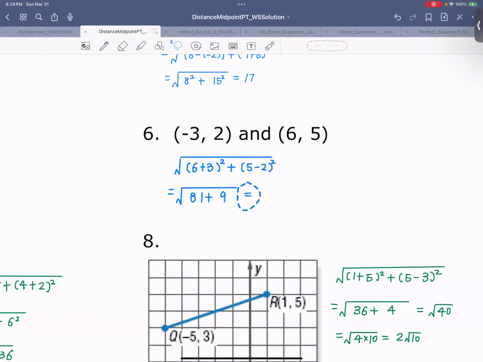Hold on. Wait, hold on, square root 90. Sorry, square root 90. What is 90? You could do 9 times 10. So you take 3 out, you have square root 10. Yes, that's how this is working.